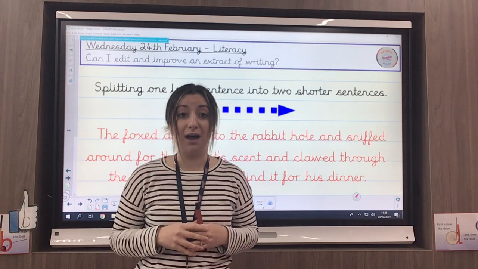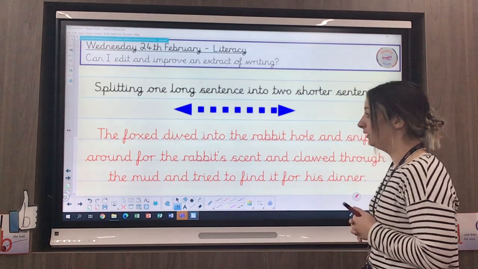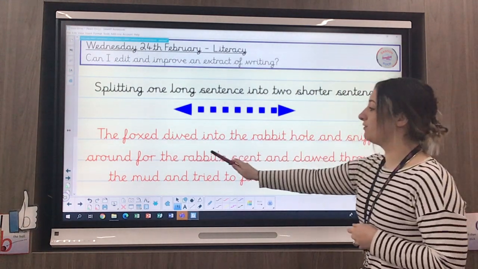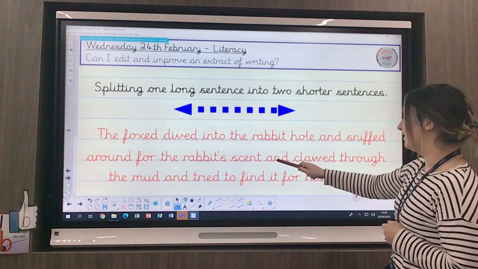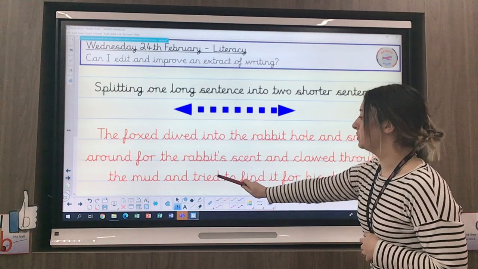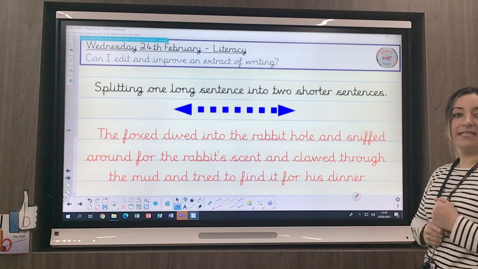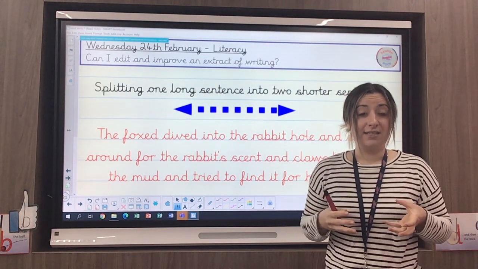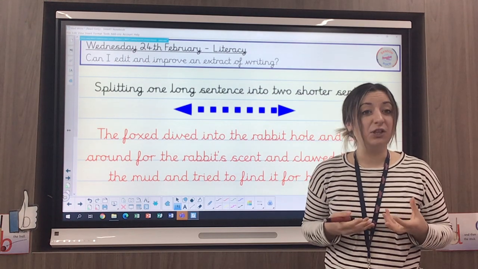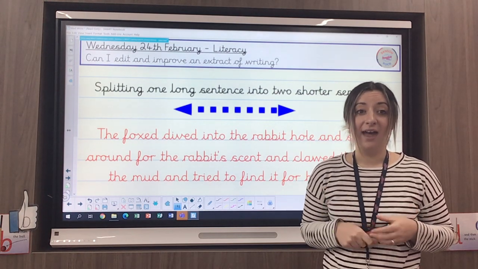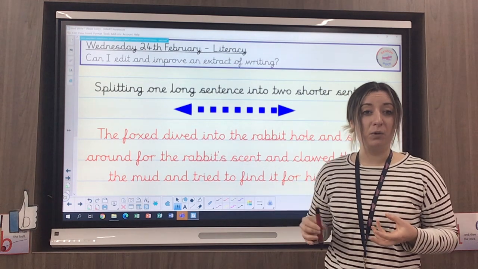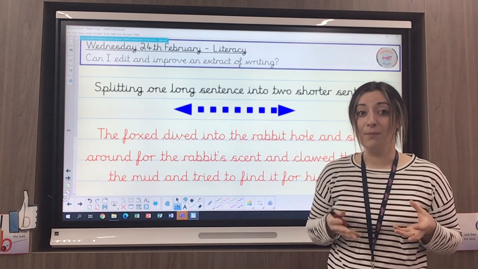So let's have a look at what I've written on the board. The fox dived into the rabbit hole and sniffed around for the rabbit's scent and clawed through the mud and tried to find it for its dinner. So that's a really long sentence, and hopefully you've noticed I have used a conjunction more than once, and that was the conjunction and.